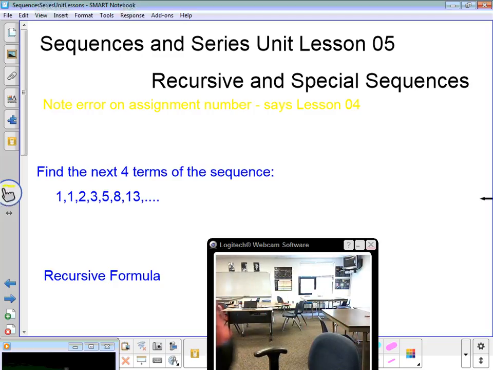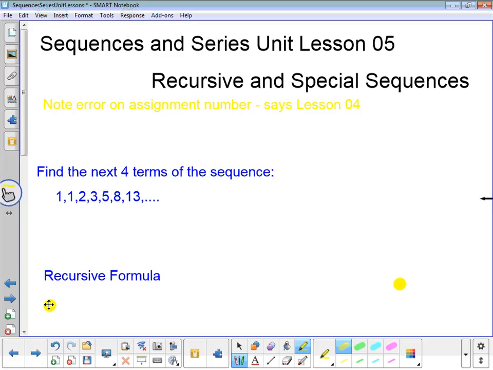The recursive formula for this one, if I can get that to work, there we go. Okay, highlight. Yes, note that error. Okay. So the recursive formula.